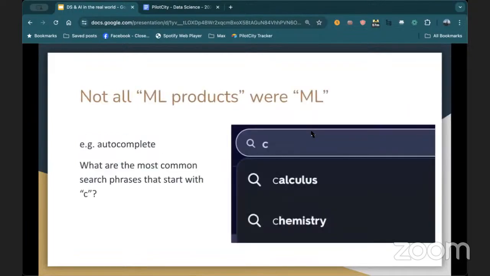Also I want to emphasize that not all ML products are ML. So this is similar to content creation, for example, search autocomplete. You type in C, it shows you calculus and chemistry. We actually don't need ML for that. We just look at what are the most common search phrases that start with C. We just look at our data, we aggregate it, we count it. As you type in more letters, we look at the most common search queries that start with these letters. So not every ML algorithm needs to be this fancy statistical math thing. A lot of it is just counting based.